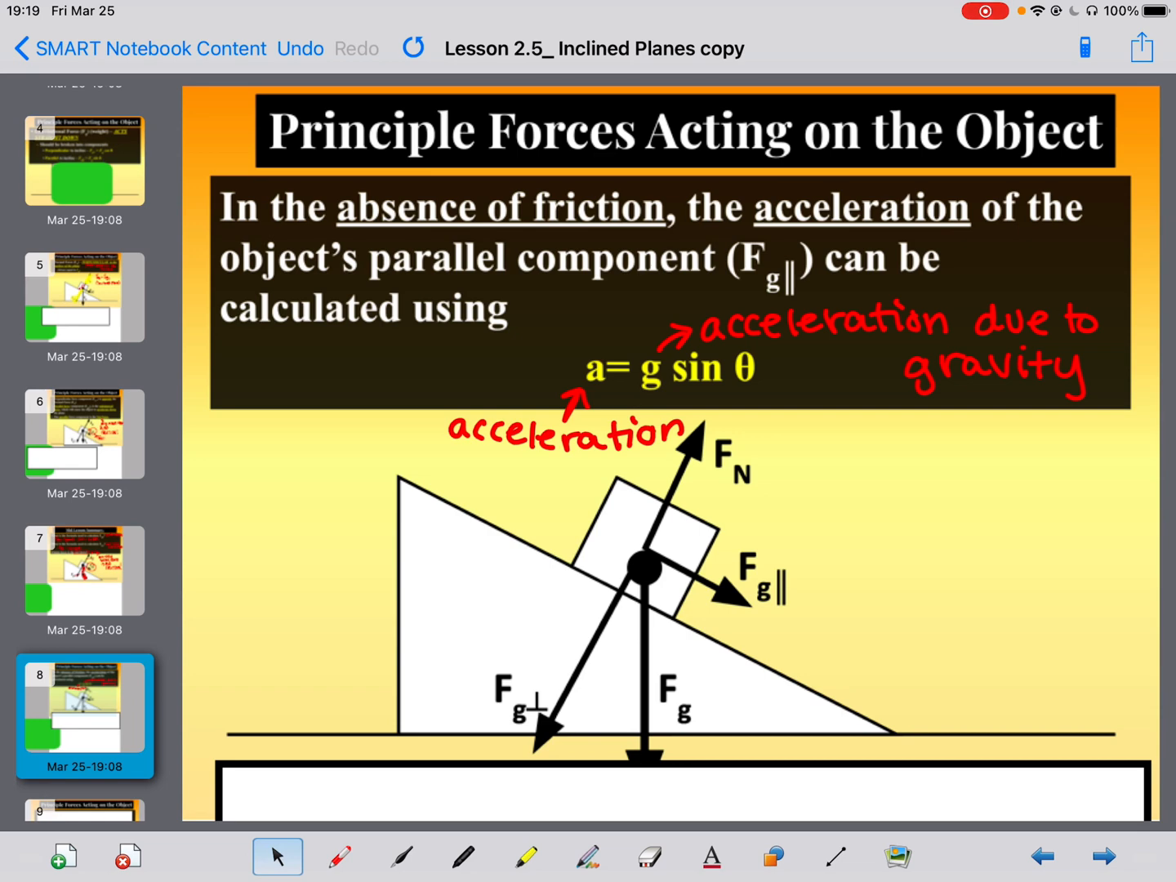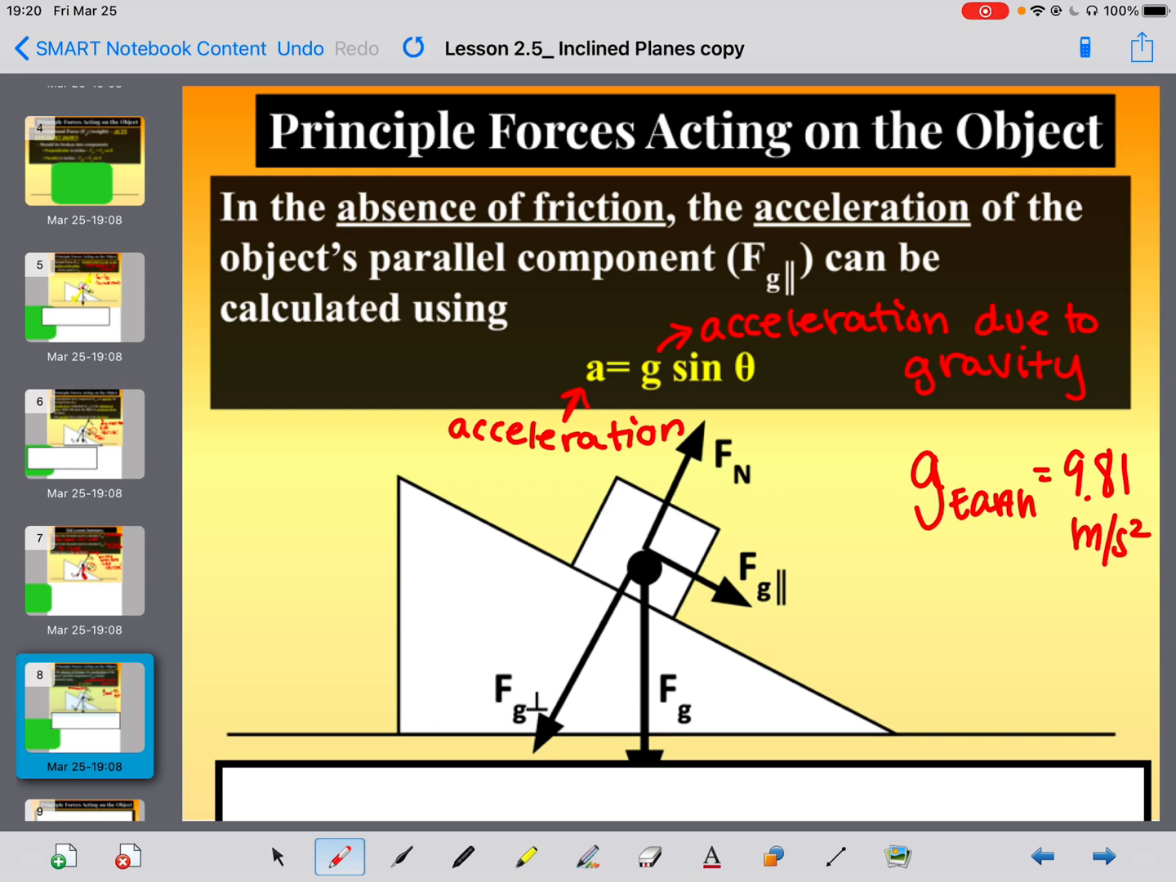Regardless, acceleration is a general term. I could be accelerating 2 meters per second in a car, but acceleration due to gravity is a very defined result. So like I said, on Earth, I'll write G, Earth, 9.81.